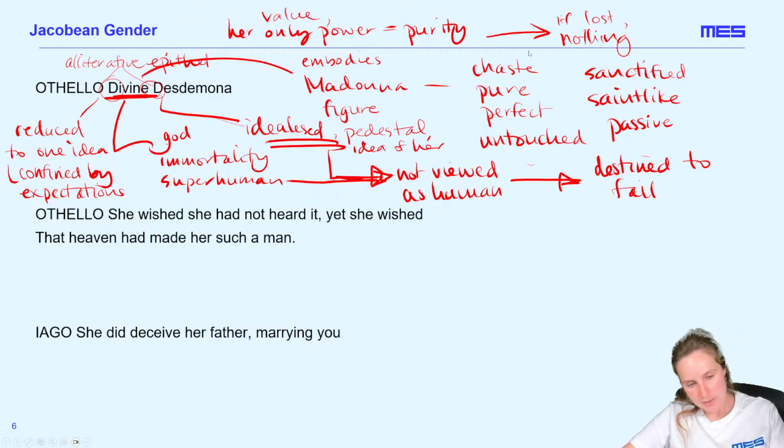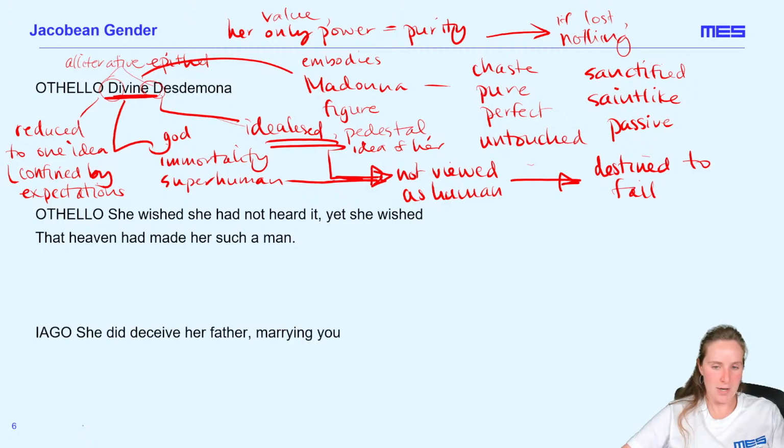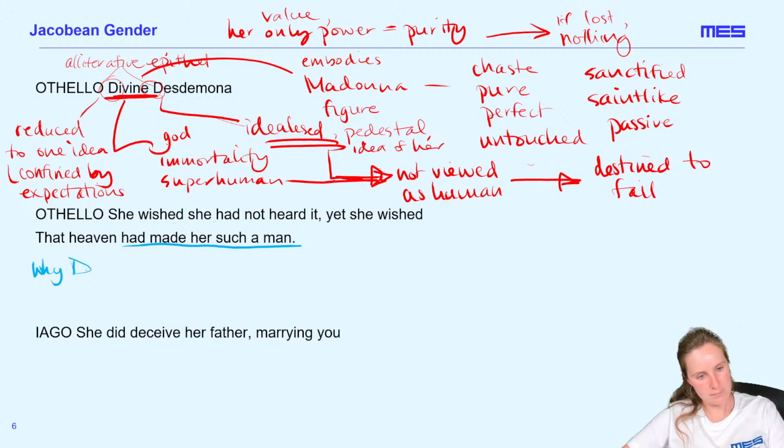Interestingly as well, though, Othello says, she wished she had not heard it, yet she wished that heaven had made her such a man. Interesting here. This is Othello talking about why Desdemona fell in love with him. And it was to do with his naval adventures. It was to do with his stories.